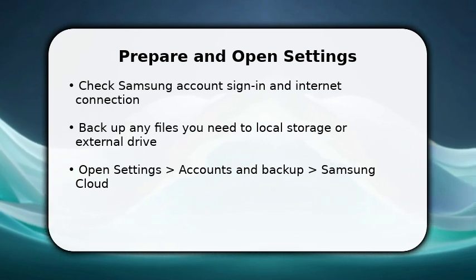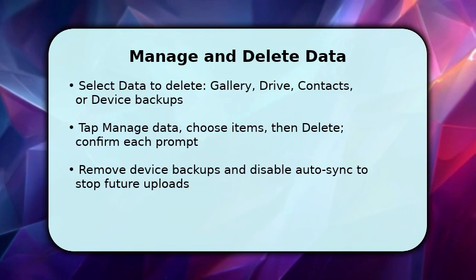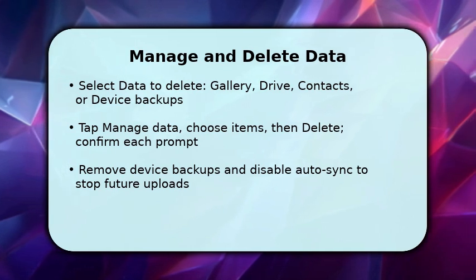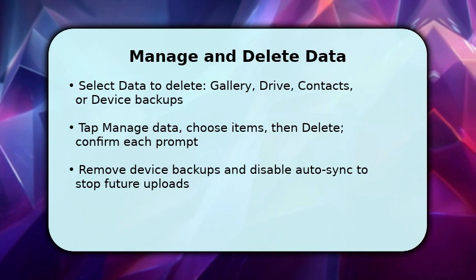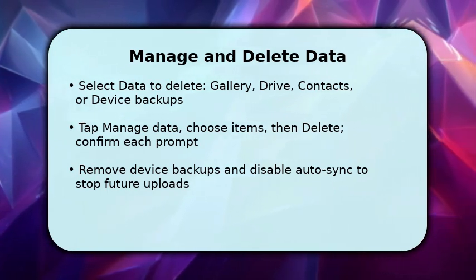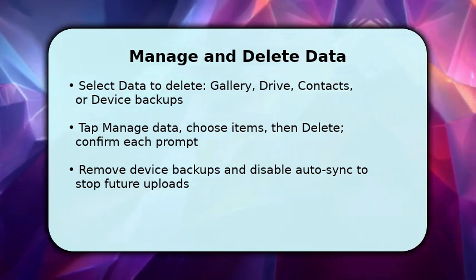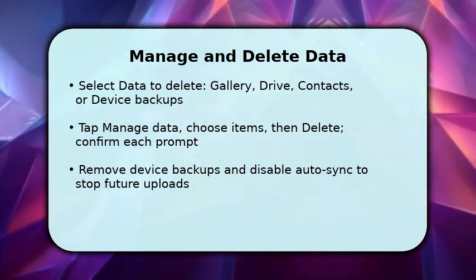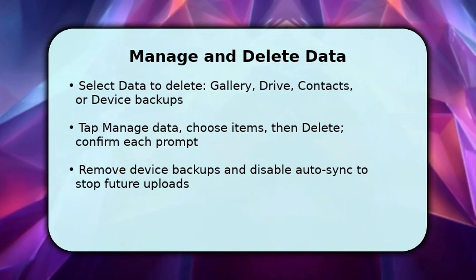You now choose what to remove inside Samsung Cloud: device backups, gallery, contacts, or drive files. Tap Manage Data, pick the specific items or entire categories, and tap Delete. Follow the confirmation prompts to avoid partial cleanup. Make sure to remove device backups and turn off auto sync so the phone won't recreate cloud copies. I explain this because deleting categories and disabling sync are two separate steps that together ensure the cloud is cleared.